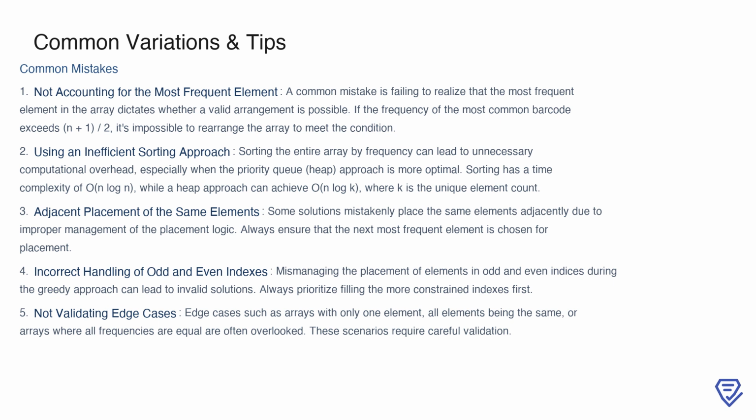Next, using an inefficient sorting approach is another pitfall. While sorting the array by frequency may seem straightforward, it introduces unnecessary computational overhead. A heap-based approach is much more optimal, especially since it operates with a time complexity of O(n log k), where k is the number of unique elements, compared to O(n log n) for sorting.